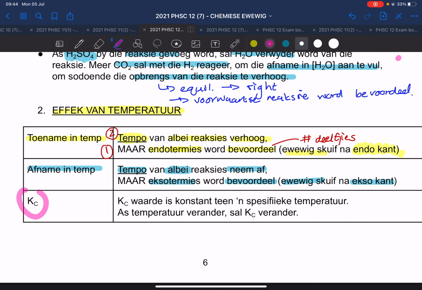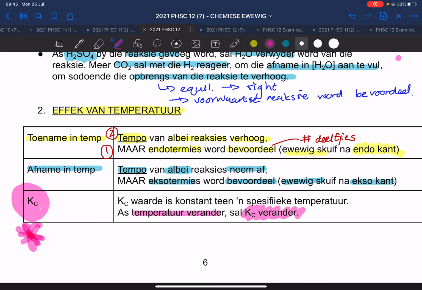Is die Kc waarde, the Kc expression. With a change in temperature, 'n verandering in temperatuur, sal die Kc waarde verander. So if you change the temperature, the Kc expression changes. Because you don't add more of one thing, jy sit nie meer van iets by en dan kry jy meer van iets anders nie, so hulle balanseer nie uit nie. They don't cancel out. You just change the amount of products, so daar is 'n verandering in Kc-waarde.